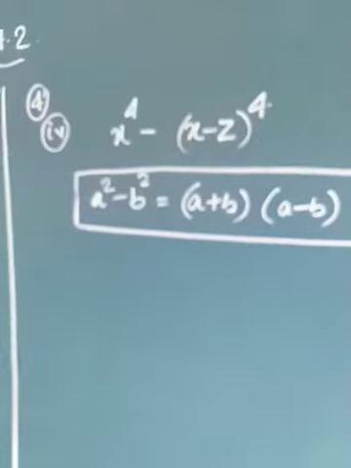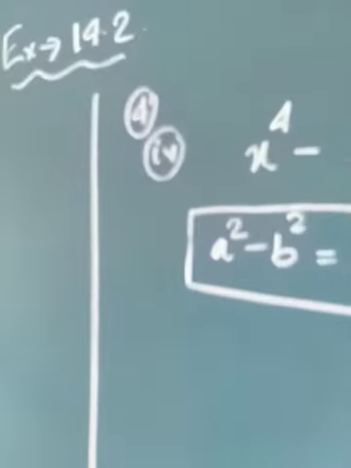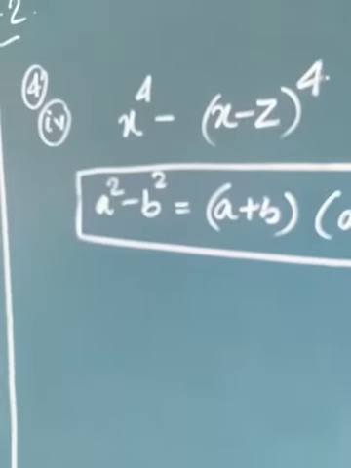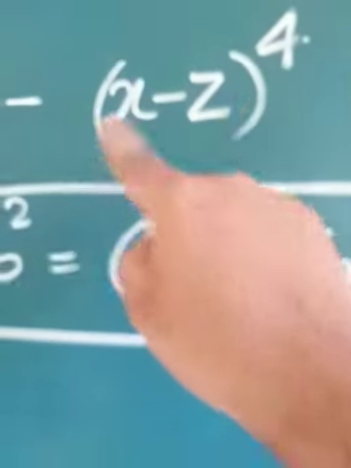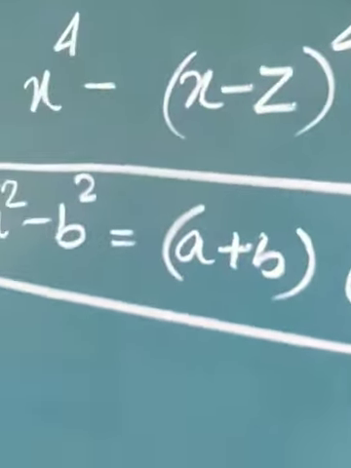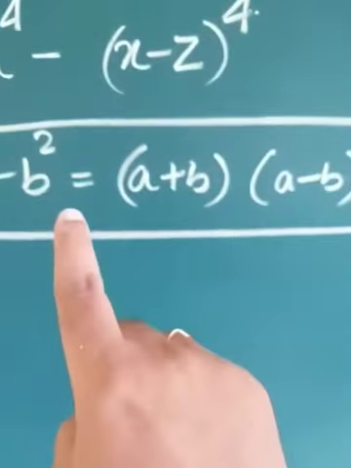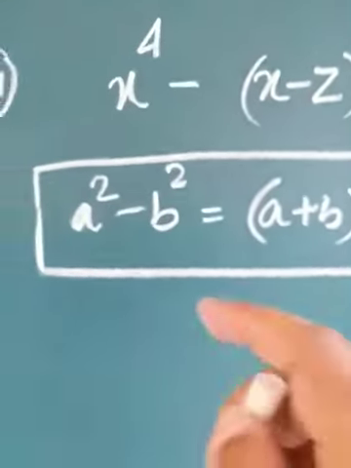Friends, welcome back. Now in this session I will explain sum number 4 of question number 4 of exercise 14.2. This is very similar to sum number 3. As you see, x to the power 4 minus (x minus z) to the power 4 is there, a binomial term carrying a power of 4. So the identity that we will be using is a square minus b square equals (a plus b)(a minus b). So what is the first thing that we'll do?